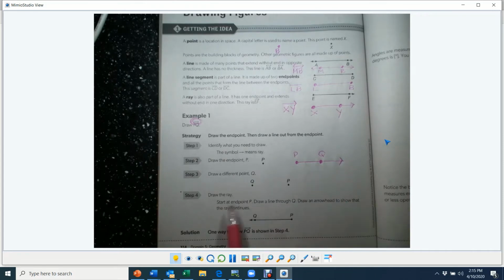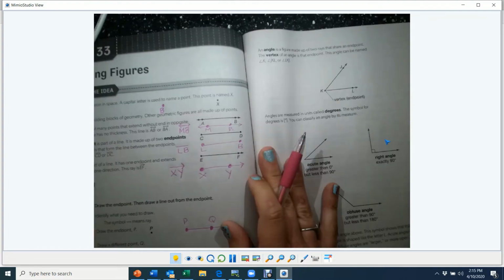Alright, so they drew their ray going the other way, but it doesn't matter which way we draw a ray. So, yeah, that's how we do a ray. Notice it ends here. This way it's going to go on endlessly. Okay, so then looking at page 315.